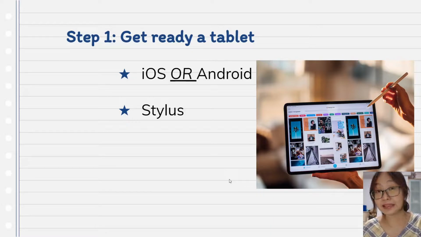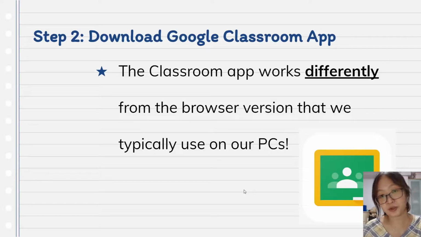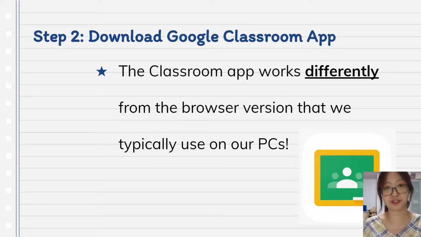First, we need a tablet that runs either iOS or Android. A stylus is also necessary to mimic the pen experience. We will also need to download and install the Google Classroom app from the App Store or Play Store. The app version is actually quite different from the browser version.